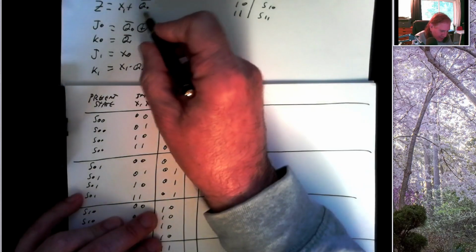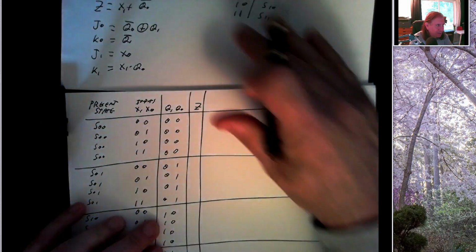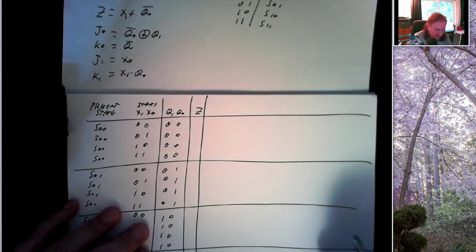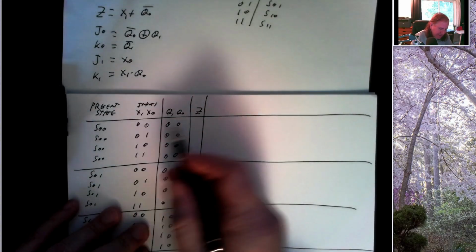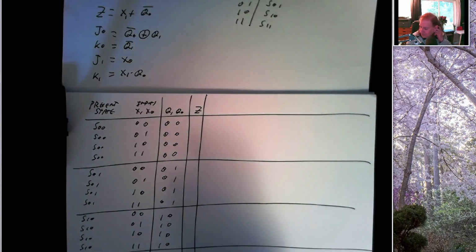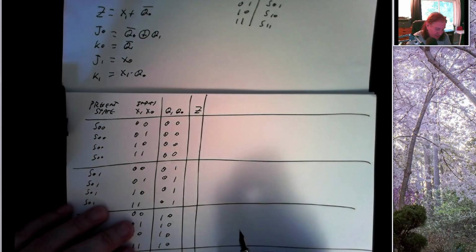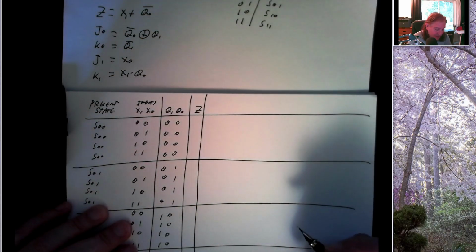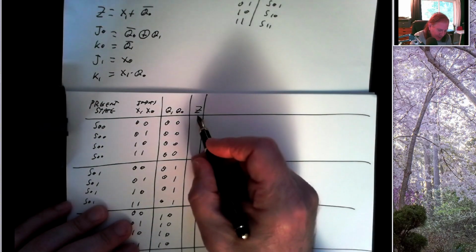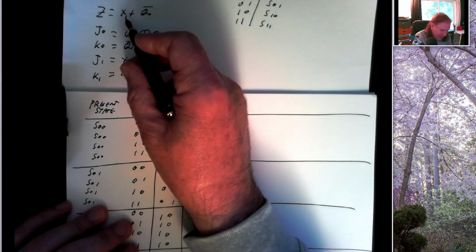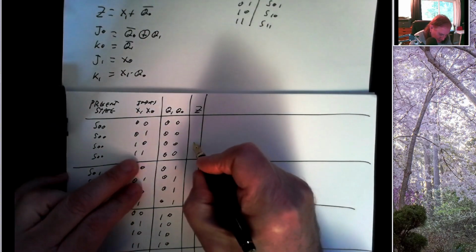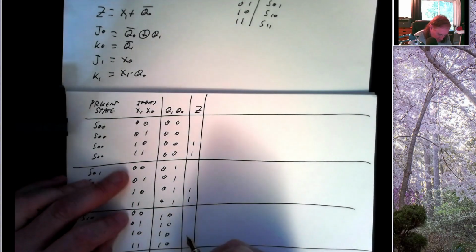And z is just x1 ORed with q0 bar. Now normally I would say write a column for q0 bar and then fill in the OR, but I'm going to skip a bit. I'm going to do a few of the steps in my head, right? I'm going to say, okay, where is z a 1? Well, it's a 1 anytime that x1 is a 1. So that's these rows.